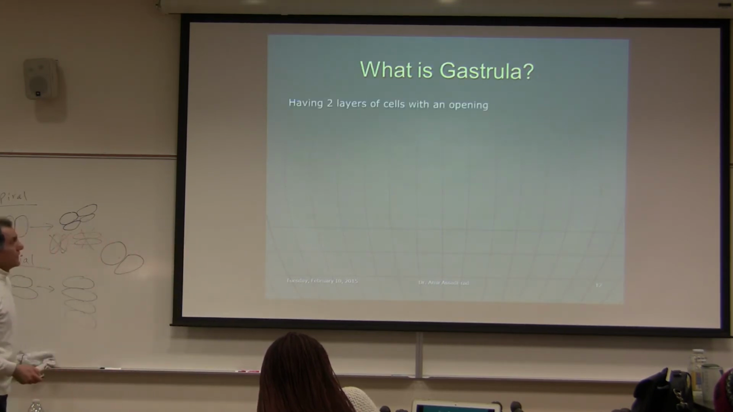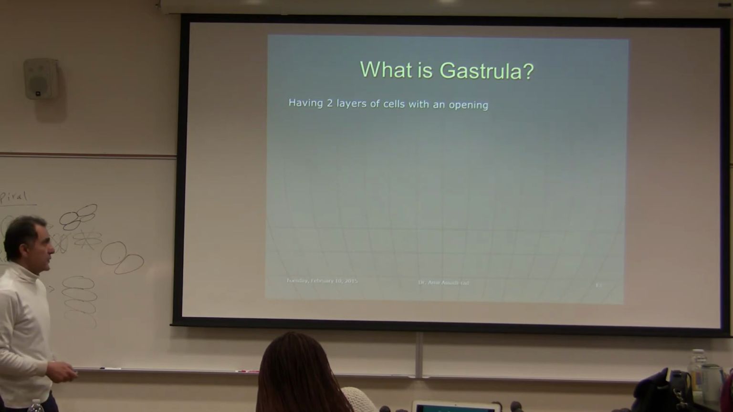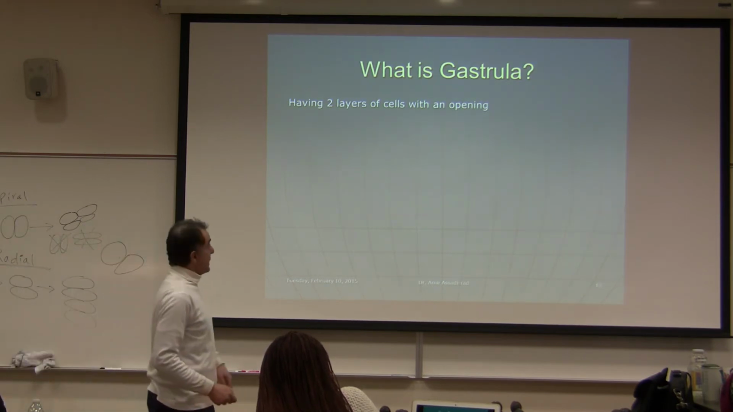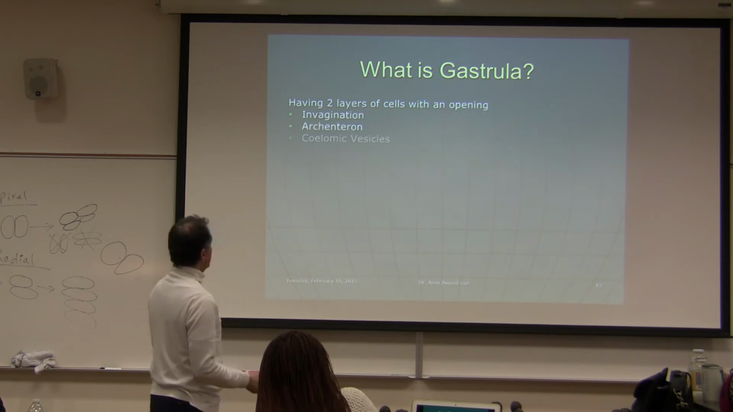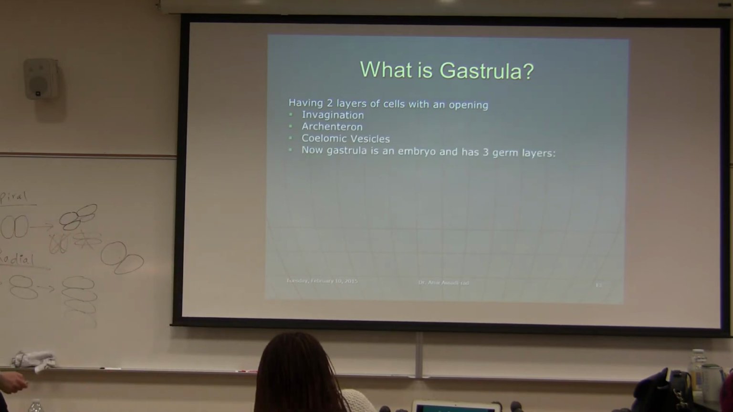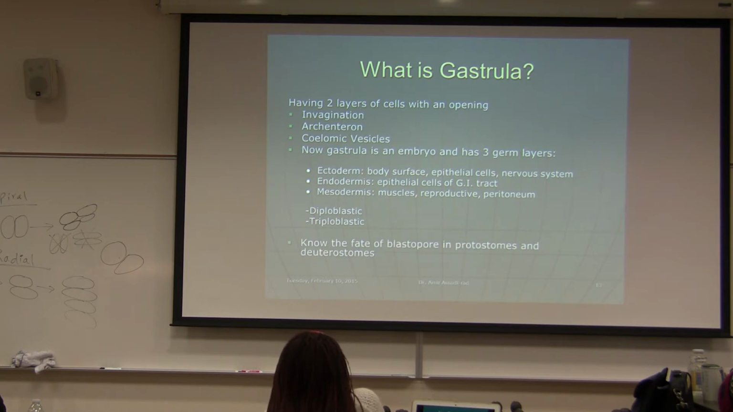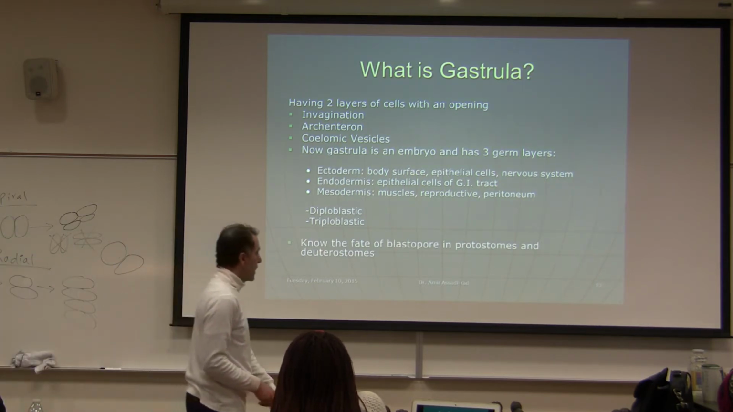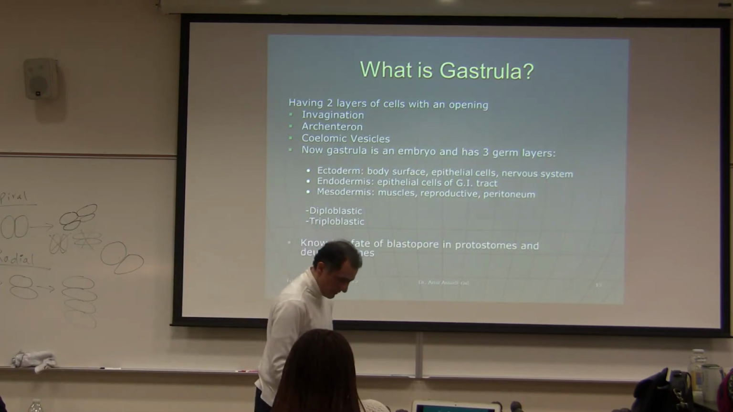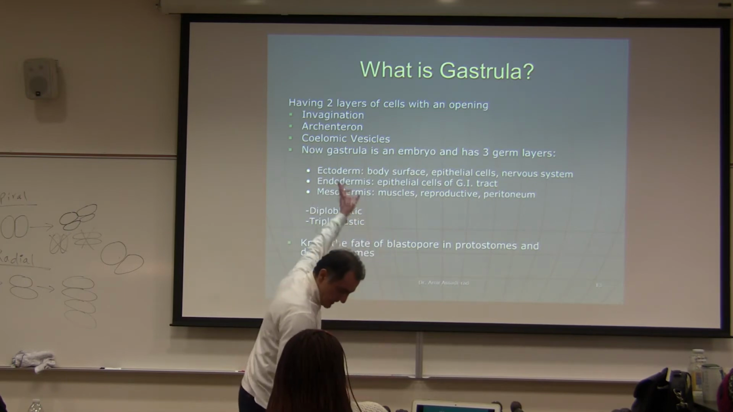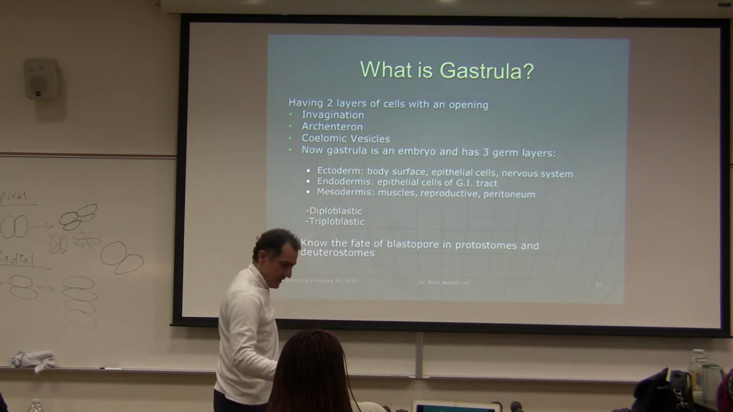Okay, so what is gastrula? Having 2 layers of cells with an opening. Yes, that is true. Invagination, archenteron, coelomic vesicles. Now gastrula is an embryo and has 3 germ layers: ectoderm, endoderm, mesoderm. Diploblastic, triploblastic animals. Know the fate of blastopore and the coelom and germ layers. Okay, what am I saying in that PowerPoint? Everything in there is what you should know.